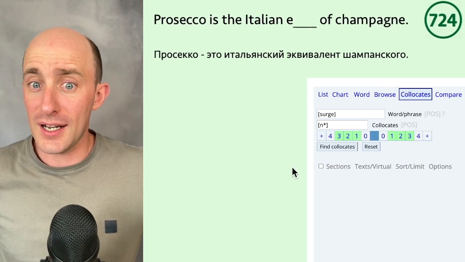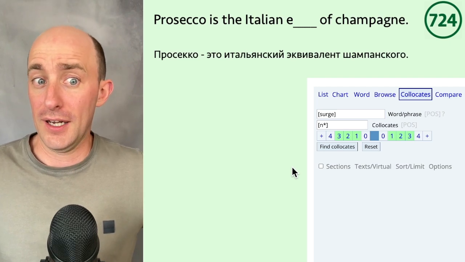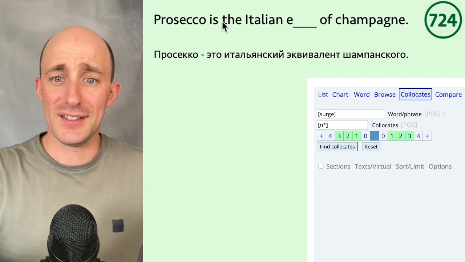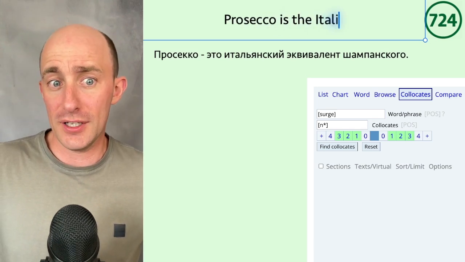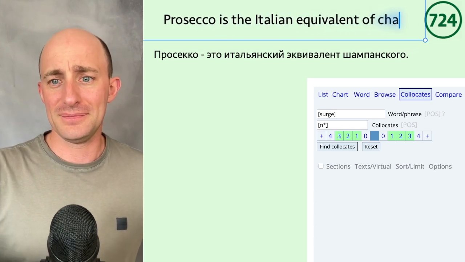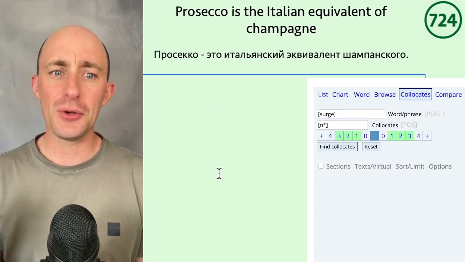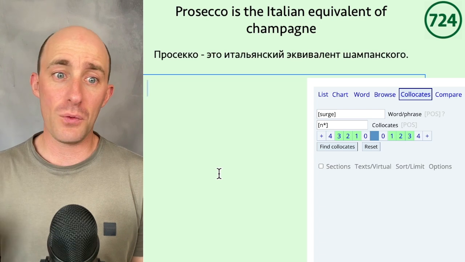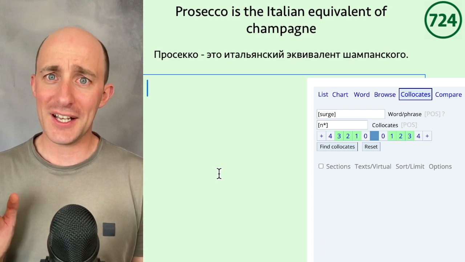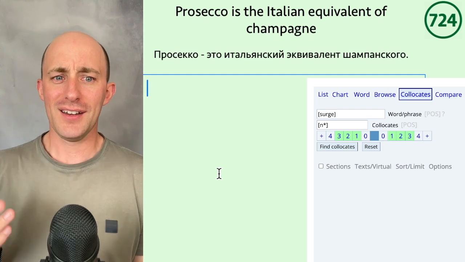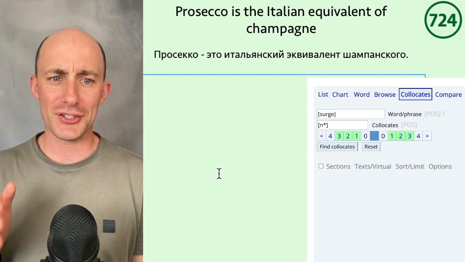Next. Prosecco. Это итальянский эквивалент шампанского. Equivalent is an equivalent. Prosecco is the Italian equivalent of champagne. We actually have a rule about champagne. You can only call sparkling wine, игристое вино, champagne if it comes from Champagne, which is a region of France. If it's not from Champagne, it's not champagne.